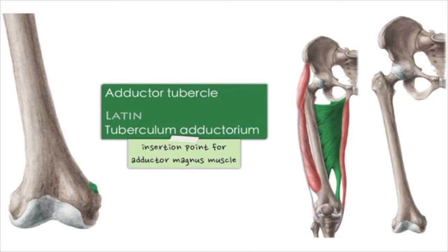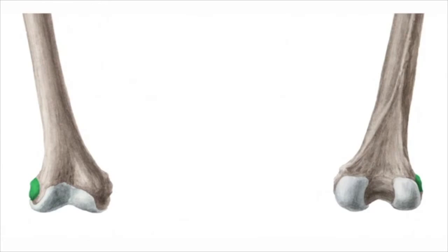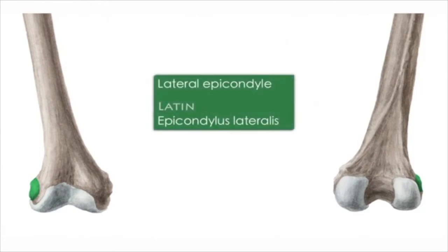Now, the last structure that I want to talk about on the femur is the lateral epicondyle. And this is, of course, a bony elevation that is found on the lateral aspect of the lateral condyle.